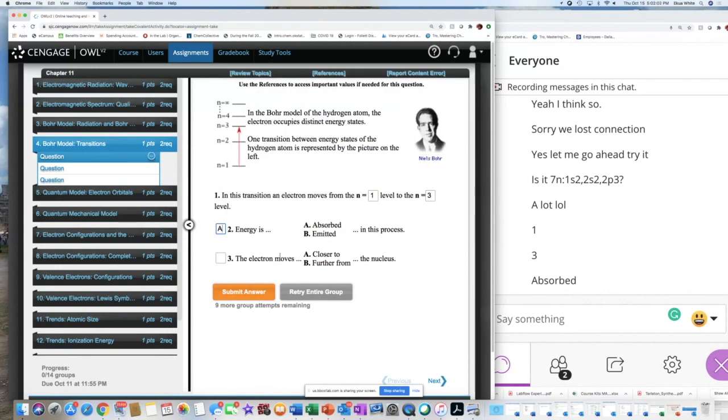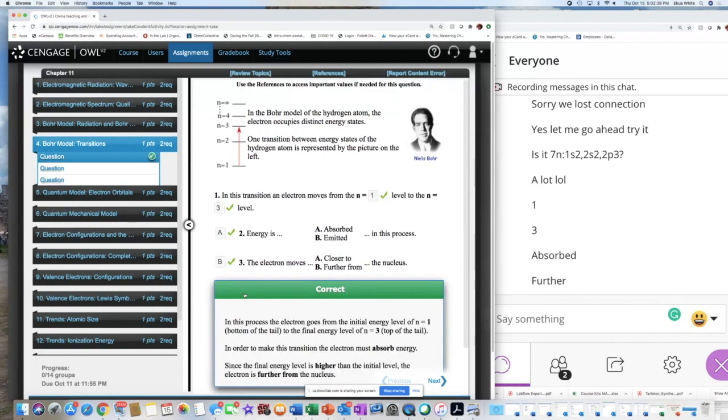And then the electron moves. As the electron goes to a higher energy level, is it moving closer to the nucleus or further from the nucleus? Remember the picture I had earlier? Is energy level 3 further away from the nucleus or closer? The nucleus will be down here. So I'll put B here. They didn't really say. Let me try. Yes! I shouldn't be excited, but those little green check marks are so affirming.